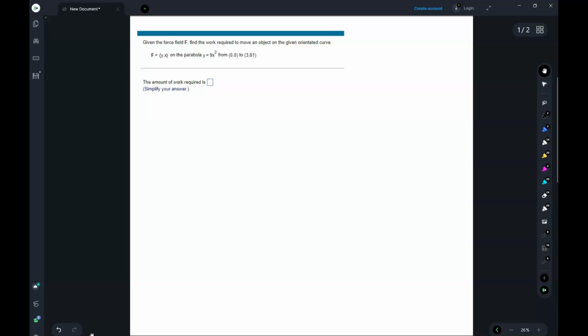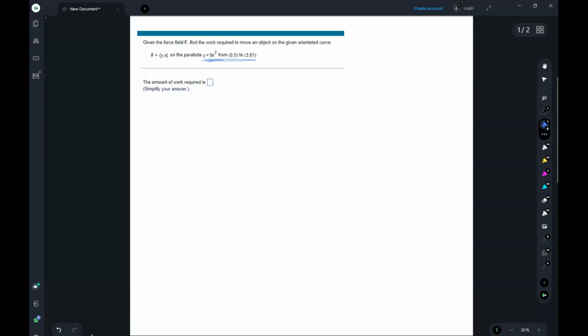I'm going to walk you through this problem where we're being asked to find the work required to move an object along a given path through a specific force field. And the very first thing that we want to do in this problem is parameterize that path.